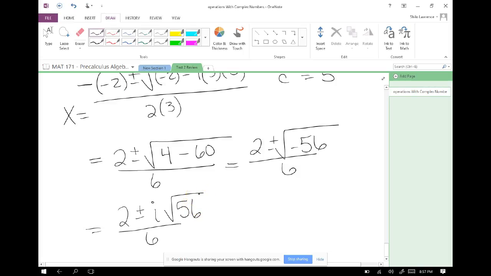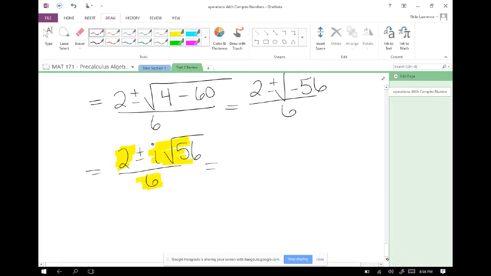Now, square root of 56, we've got to simplify that. Don't simplify the 2 over 6 yet. Because of the addition, the plus minus there, we can only simplify that 6 in the bottom if we can simplify from everything. So technically there are 3 pieces here. This piece, this piece, and this piece. And if we're going to simplify, we have to simplify from all 3 of them. So we need to simplify the square root of 56.